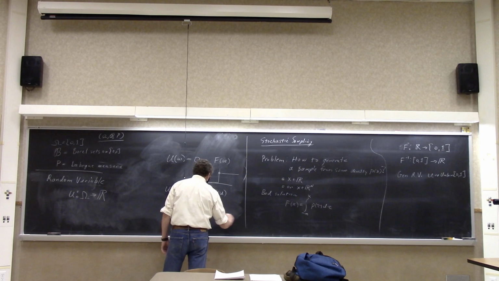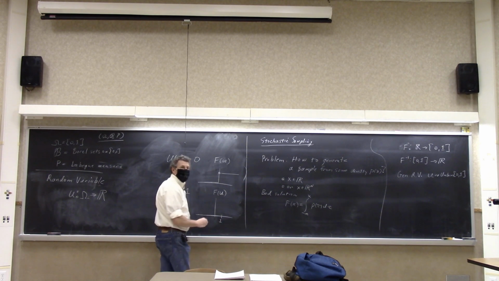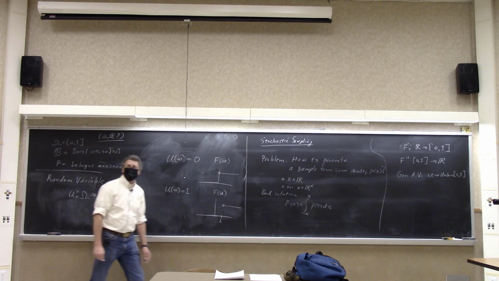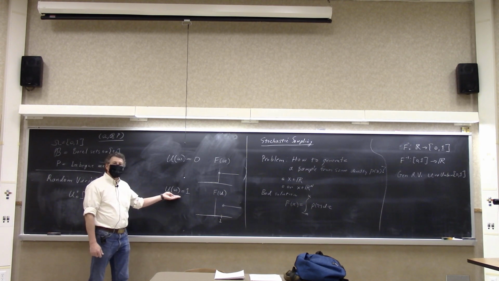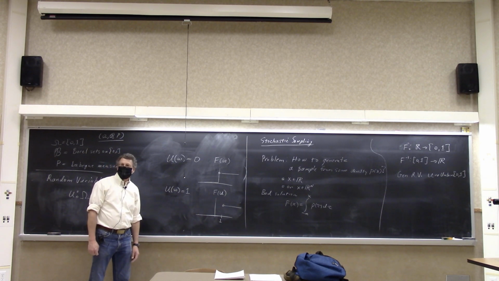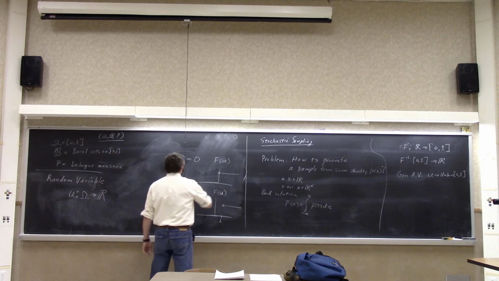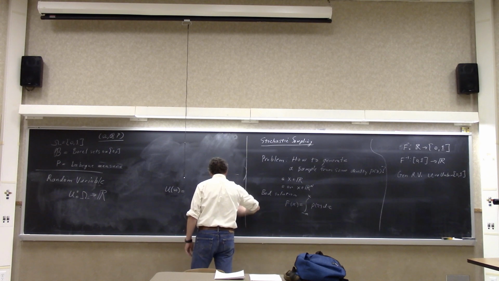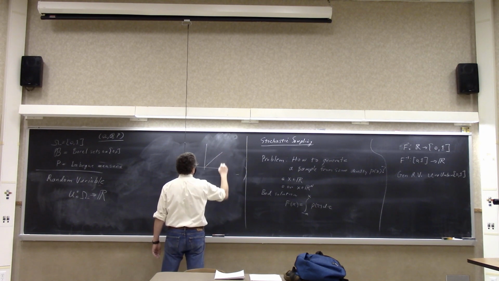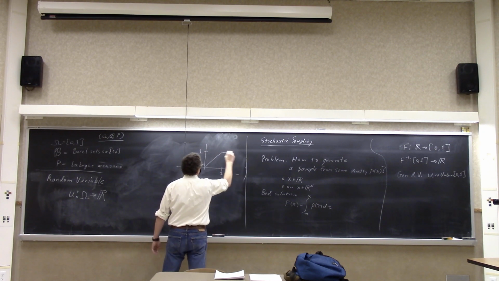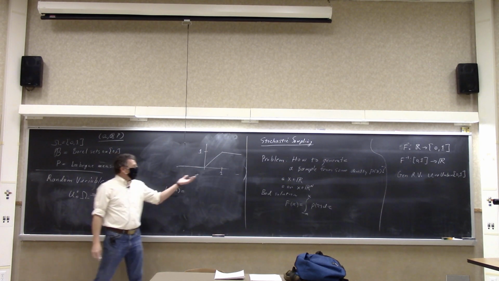What would its cumulative distribution function look like? You go along here until you get to the 1, right? And then at 1, you'd be like this, right? Okay. But that's not what we want. What cumulative distribution function do we want? We want a cumulative distribution function that looks like this. Correct?